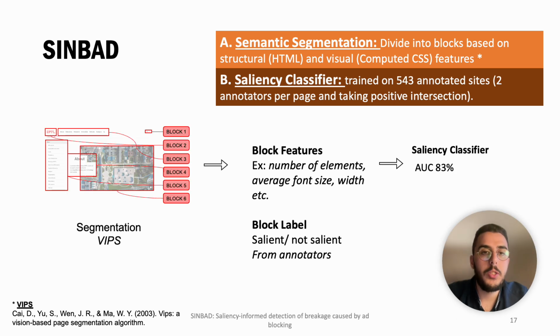After segmenting the page, we extract features from each block that is segmented, and we train the saliency classifier given the annotator labels that achieves an 83% area under the curve score under some cross-validation approach.